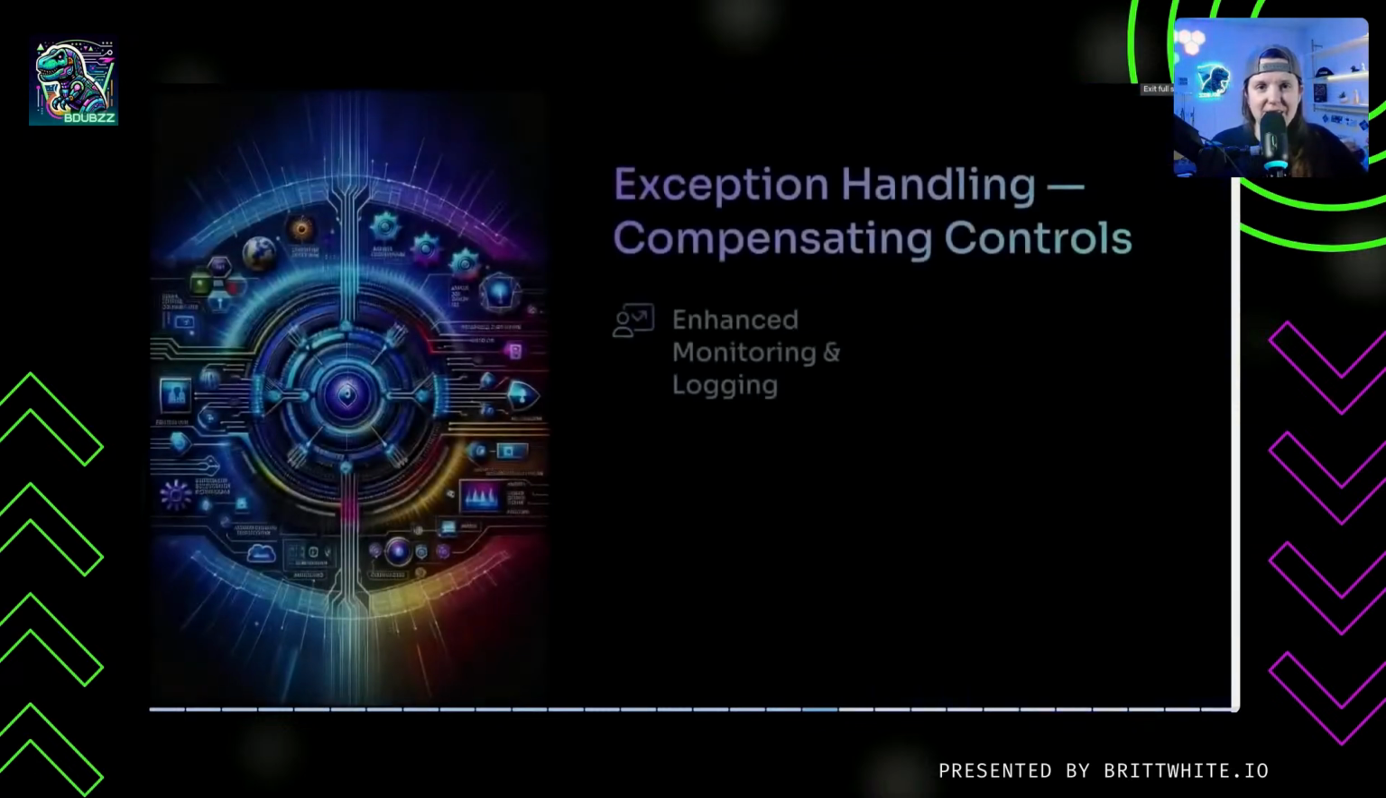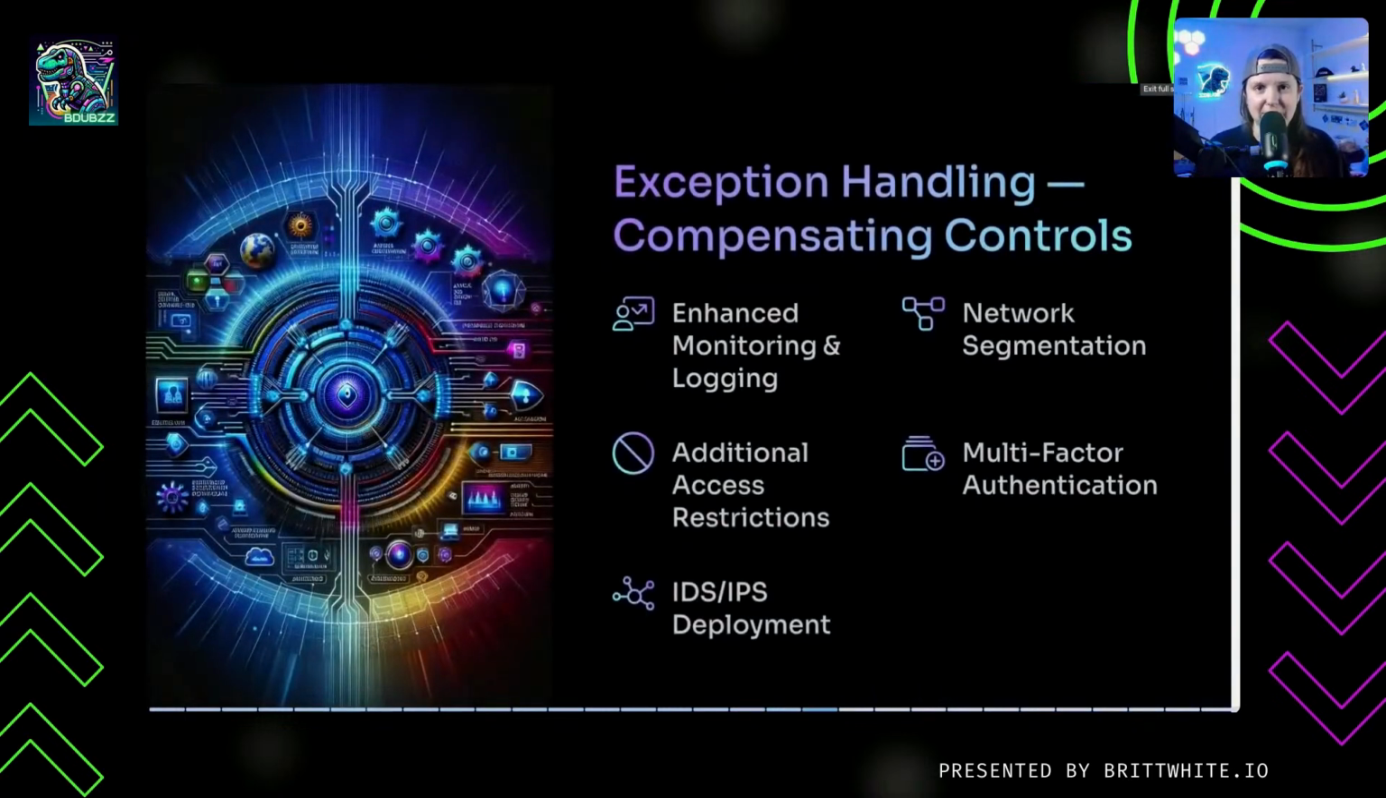Now let's be honest, not everything can be fixed perfectly. Sometimes you'll run into situations where a legacy application just won't accept a patch without completely breaking down. Rather than admitting defeat, we implement compensating controls and again document everything thoroughly. Here's the key compensating controls we'll commonly use in these situations.